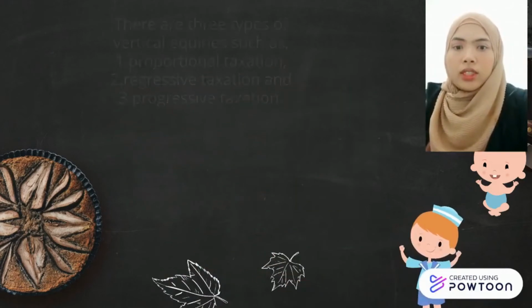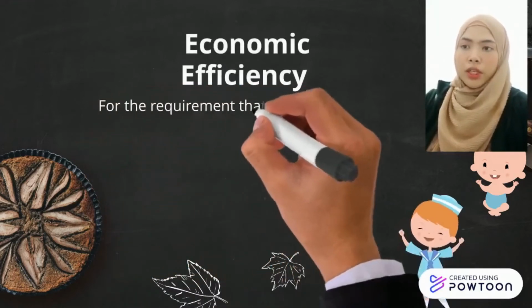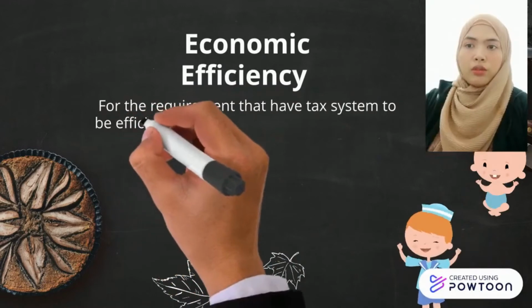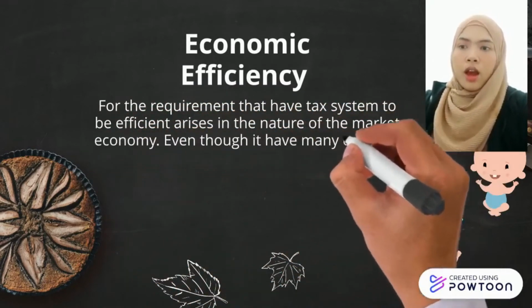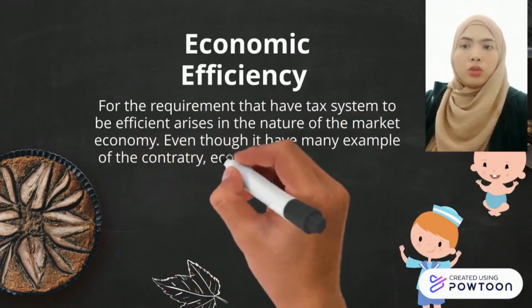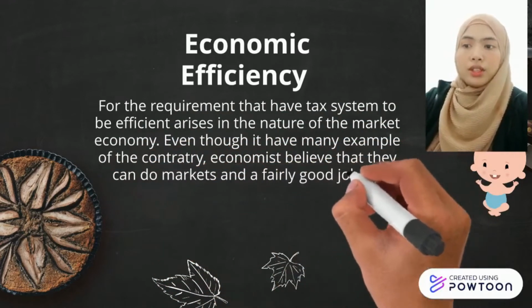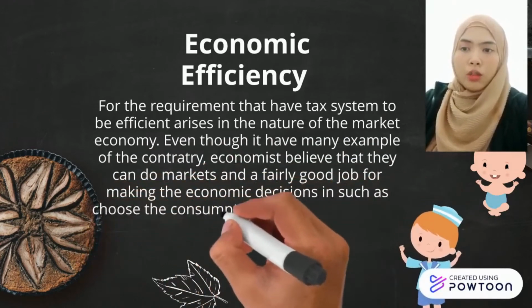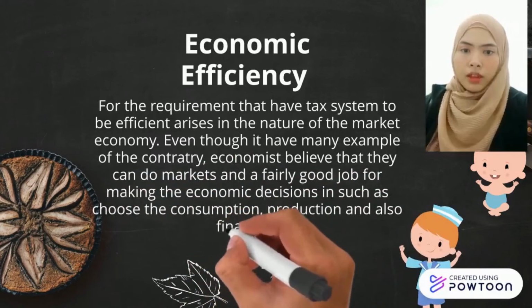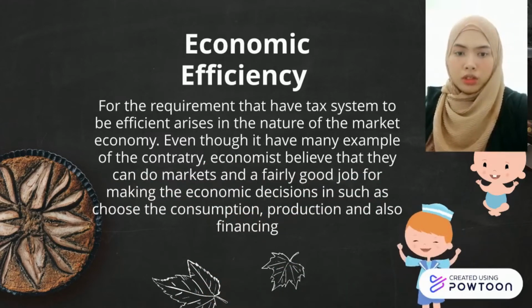Next, the second point is economic efficiency. The requirement that a tax system be efficient arises from the nature of the market economy. Economists also have to develop techniques for measuring the excess burden that results when taxes distort economic decision making. Next, the third point is about economic goals.